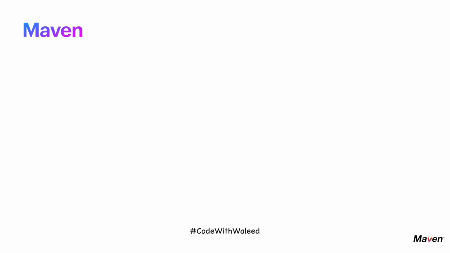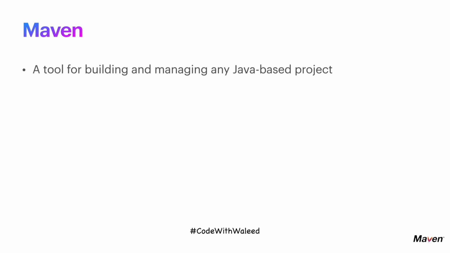So let's get started, guys. What is Maven now? As they tell you on the official website on Apache, it's a tool for building and managing any Java-based project. All right. So they even go further and tell you, we hope that we have created something that will make the day-to-day work of Java developers easier and generally help with the comprehension, that is understanding, of any Java-based project.